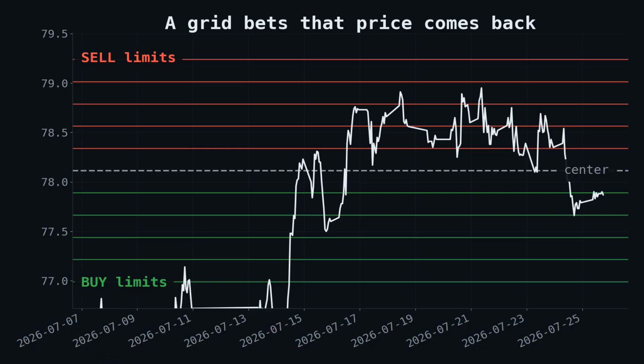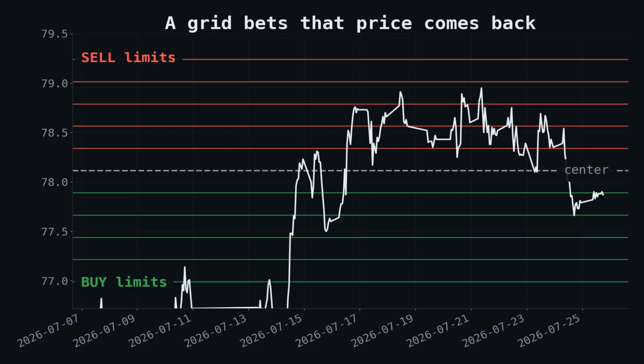Now say the quiet part out loud. A grid is a bet that price comes back. It is short volatility and short trend. If price picks a direction and keeps going, you accumulate losing inventory the whole way down, and there is no mechanism that saves you. So the entire question before any code is whether your market mean reverts, not whether your parameters are good, whether the bet is even the right bet.